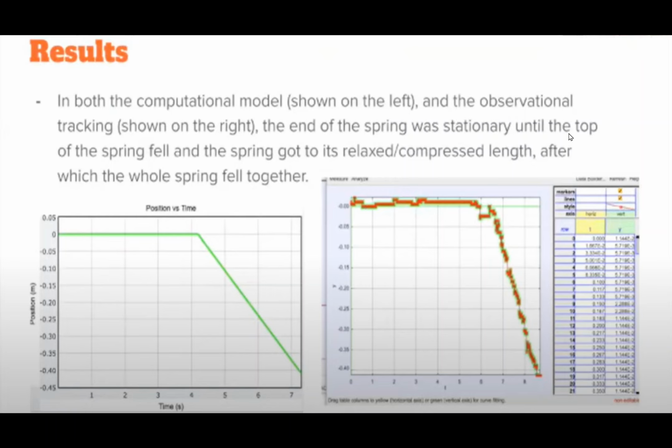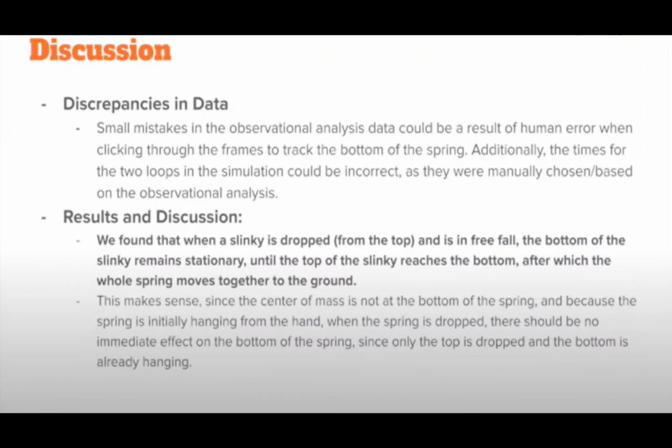Now, from this, we find in both the computational model on the left and the observational tracking on the right, which in other words is just Tracker, the end of the spring was stationary until the top of the spring fell and the spring got to its relaxed compressed length, after which the whole spring fell together.